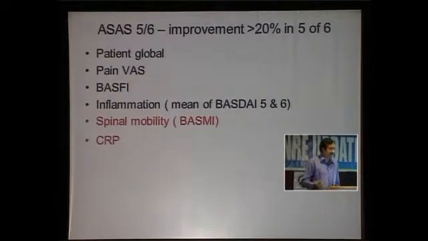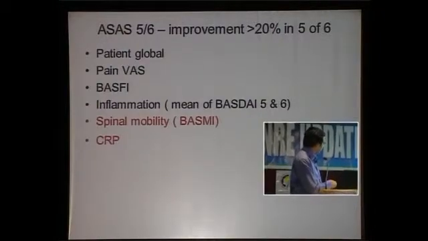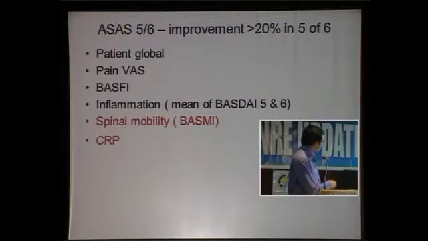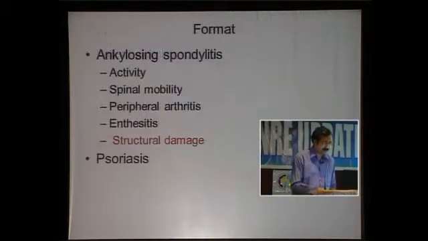Now because of the availability of anti-TNF, people have moved forward. There are better indices. That's why people have devised something called ASAS 5 out of 6, which indicates more than 20% improvement in almost all these things. What has been included is BASMI and C-reactive protein. BASMI is the metrology index and CRP is a marker of inflammation. They have included those also. If the patient has more than 20% improvement in 5 out of 6, the patient has ASAS 5 out of 6.